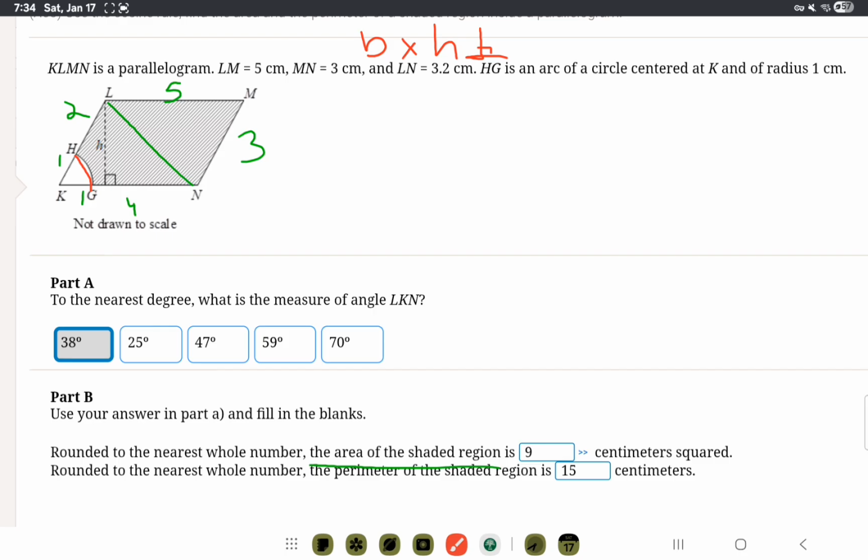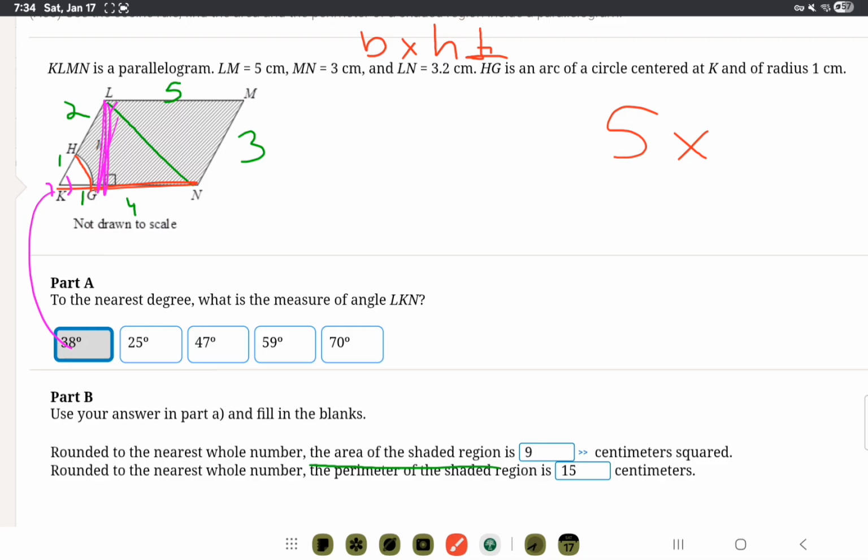What is our total base? The biggest base we have, which is 5. So 5 multiplied by the perpendicular height. Let me just highlight it. This is the perpendicular height we want. And by the way, the angle here is 38. I'm just going to write that because I have no space.